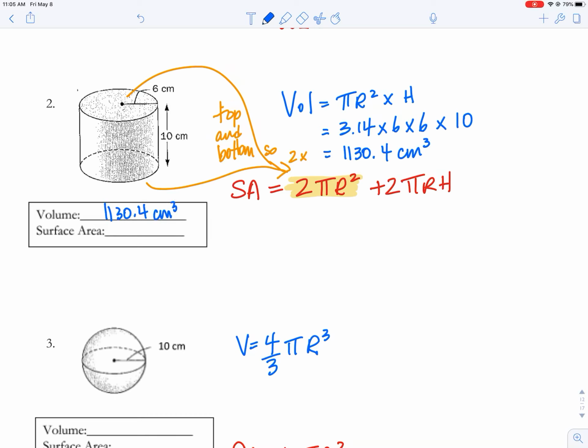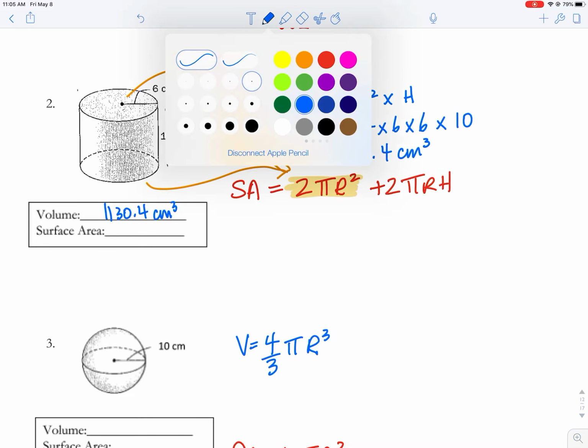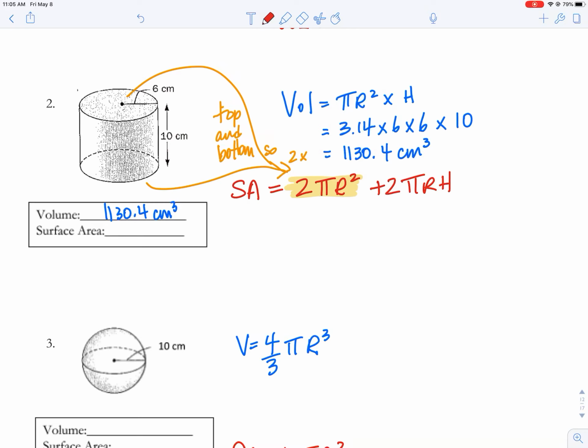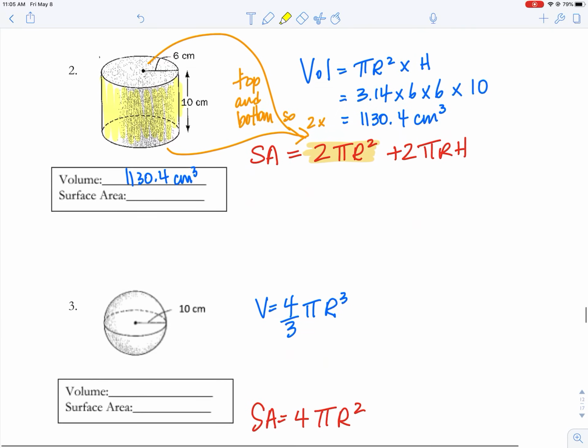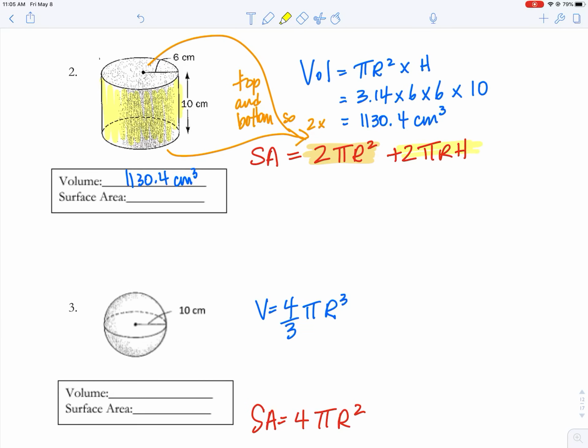And for the surface area, this is a solid cylinder. We can tell because the whole thing's kind of shaded. And for a solid cylinder, that means we're going to include the top and the bottom. So we're going to have 2 pi r squared, because of those 2 circles. And then we're going to have that whole side area that, when we unwrap it, turns into a rectangle. And that rectangle is going to be this part here.